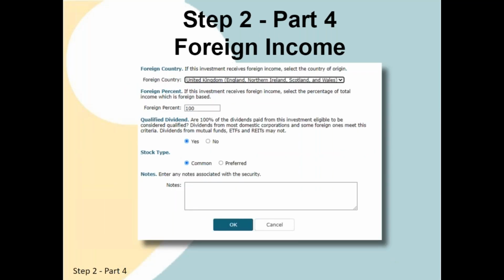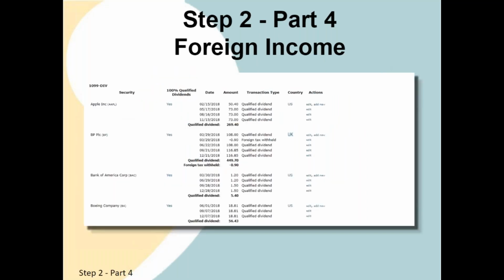After you select the country, you will see a new box where you'll need to enter the percentage of the dividend that is foreign income. For a stock for a single company like BP, this will be 100%. After you accept the selection, you'll be taken back to the form and you'll see the symbol for the United Kingdom has been filled in. It is UK.